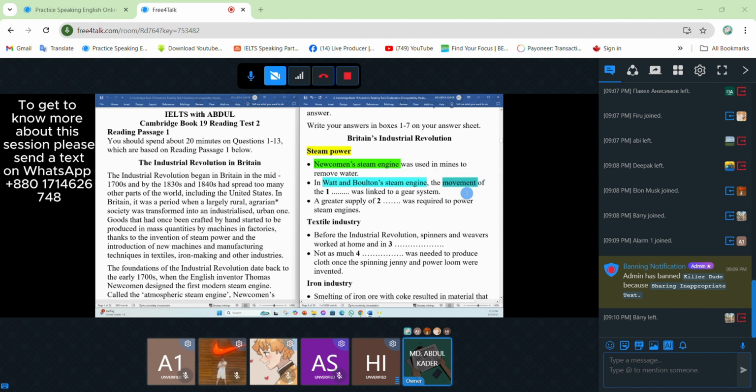Yes, sir. Movement, that means forward and backward, right? Yes, sir. When someone goes forward and backward, that is called movement. Okay. And finally, the last keyword we should select is gear system, right? Yes, sir. This could be our another keyword, right? So already we've got the keywords.